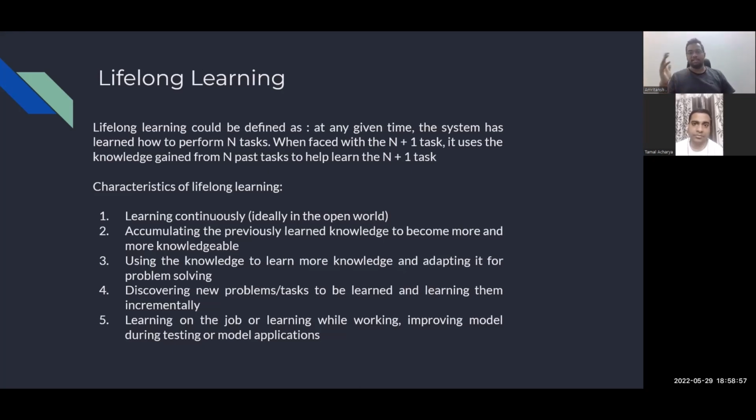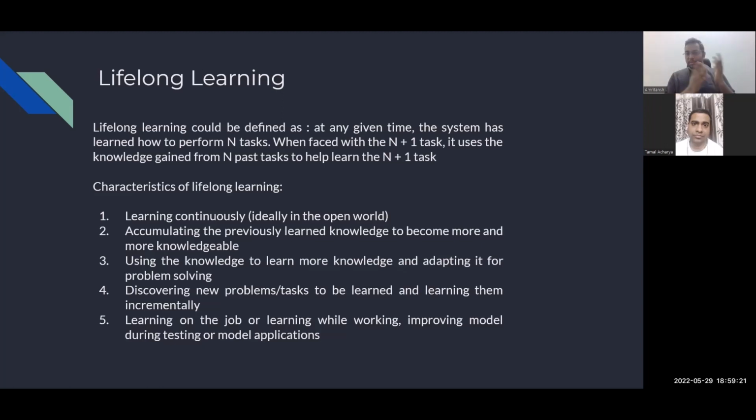So what we want to develop is the intuition that whatever knowledge you have gained from the past n tasks should help us learn the n+1 task as well. So what would be the characteristics of such a system, if we really think about it? It has to learn continuously, definitely, and ideally in an open world with all kinds of different inputs.